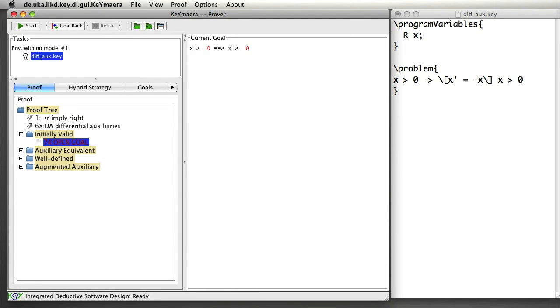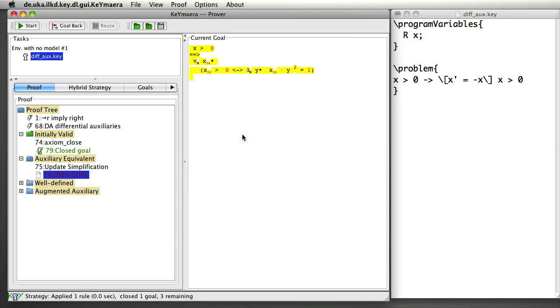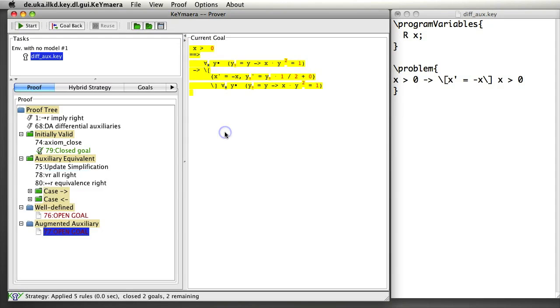As you can see, the KeYmaera prover generates 4 different branches. There are more branches than we saw in the proof that was done by hand, because we additionally have to check that the property was initially valid and that the differential equation is well defined. These steps are a little obvious, and so in a hand proof we might skip them, but KeYmaera won't let us get away with that. So first we show that the property is initially valid, and this is trivial. The next property that we have to prove is that x greater than 0 is indeed equivalent to the property that there exists a y such that x times y squared equals 1.